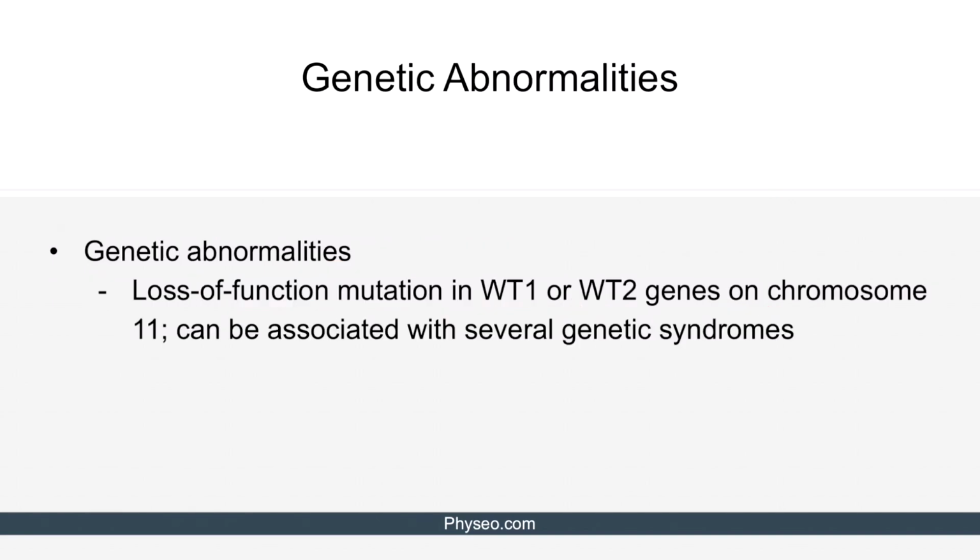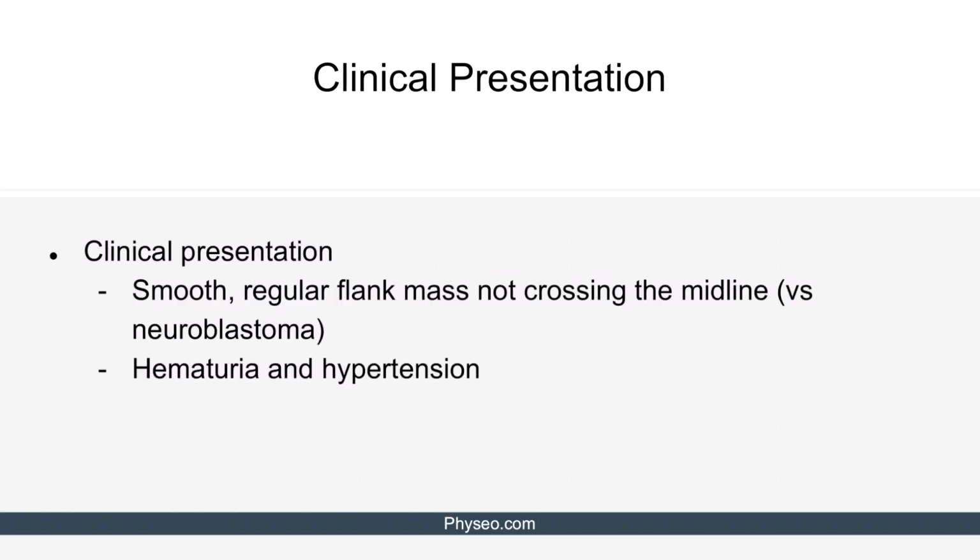Genetic abnormalities characteristic of this tumor include loss of function mutations in WT1 or WT2 genes on chromosome 11. These genes code for the transcription factors important for urogenital development. Wilms tumor can be associated with several genetic syndromes that we'll discuss in the next few slides. Wilms tumor presents as a smooth, regular flank mass that does not cross the midline. This is in contrast to neuroblastoma, which, as we already discussed, crosses the midline. Wilms tumor can also be accompanied by hematuria and hypertension.